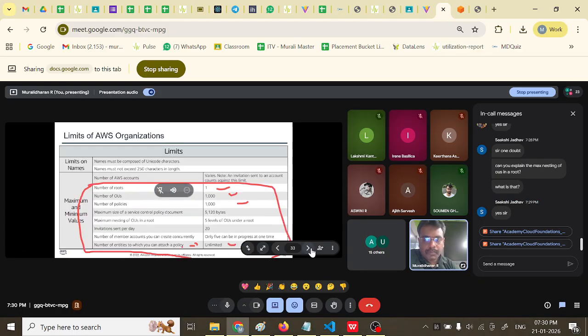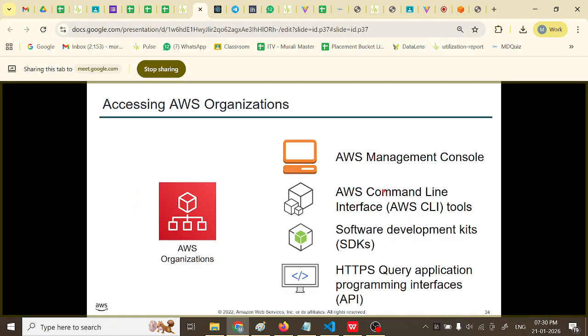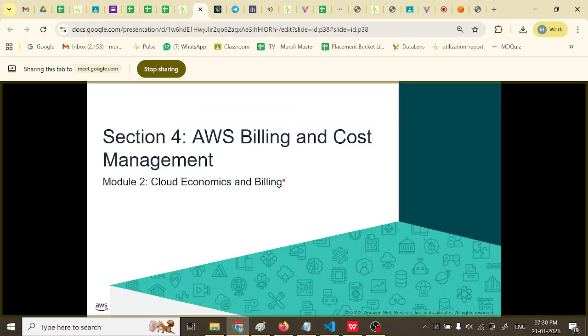I hope everyone is done. Now, how can we access AWS Organizations? As we already mentioned, we can use the AWS Management Console, the command line interface, software development kits, and HTTP access. That is the same thing, only your API access. You can directly give the link and access it. That is also fine. So all these are the same main methods which we did yesterday: console, CLI, software development kit, and HTTP link, that is direct link. Coming to the AWS billing and cost management.